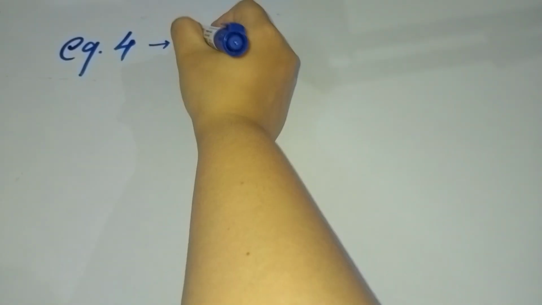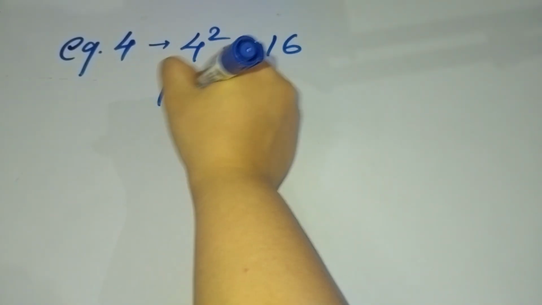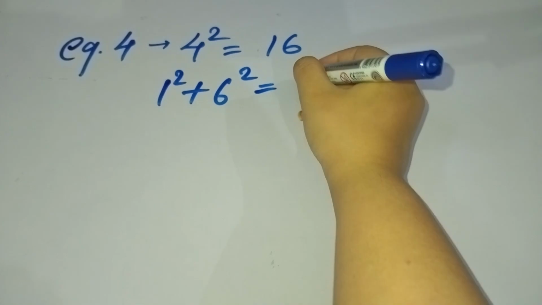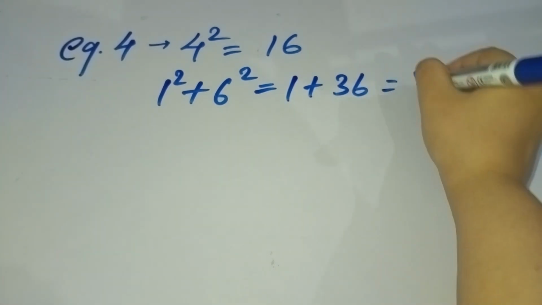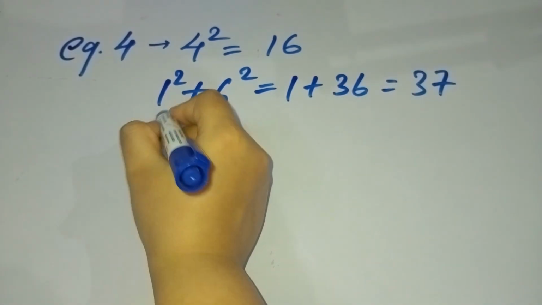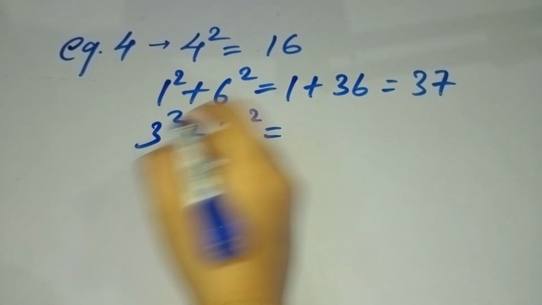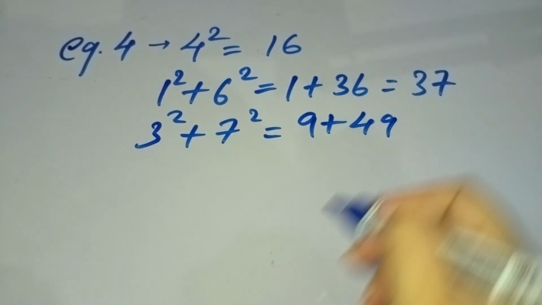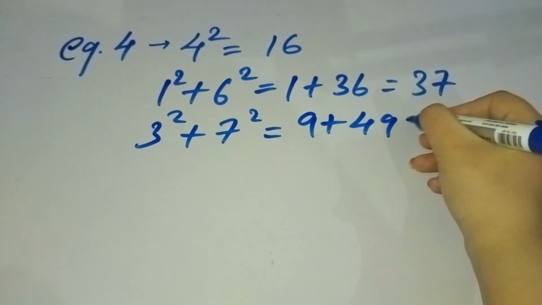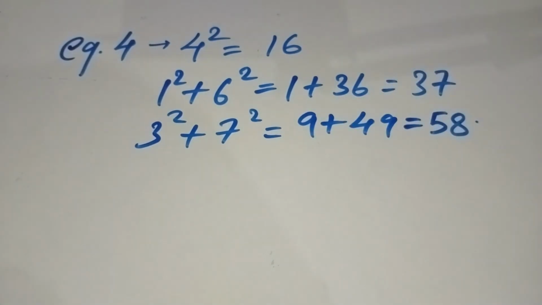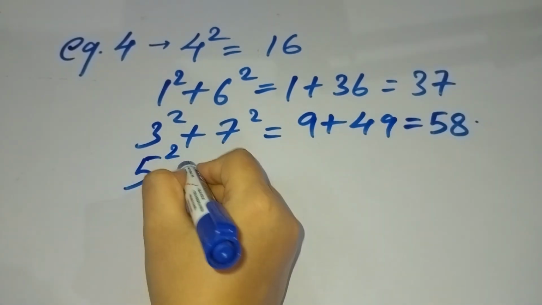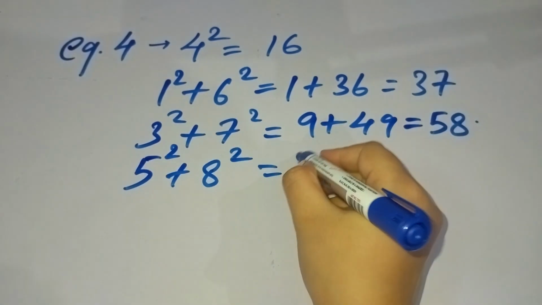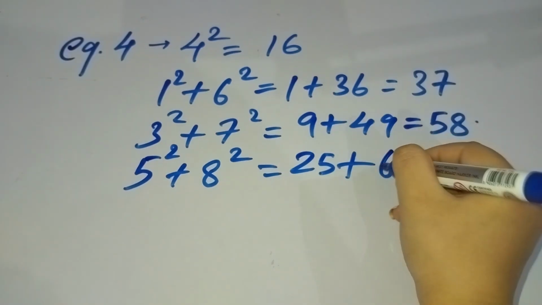Let's take an example of 4. So 4 square is 16. So 1 square plus 6 square: 1 square is 1, 6 square is 36, so we'll get 37. Now 3 square plus 7 square, 3 square is 9, 7 square is 49. So 49 plus 9 is 58. Now 5 square plus 8 square. So 5 square is 25 plus 8 square is 64.